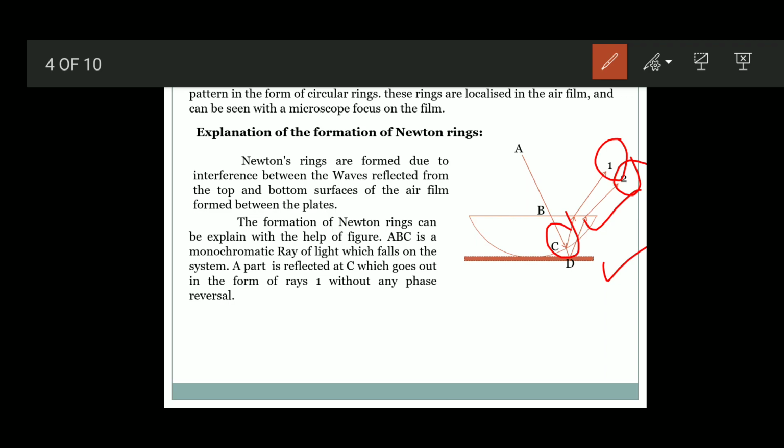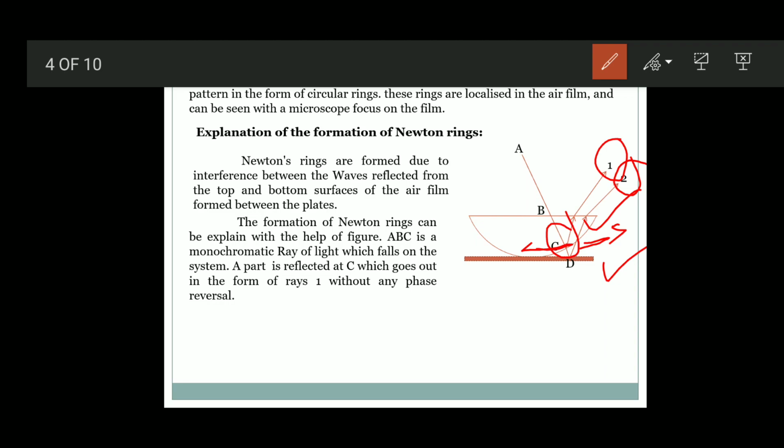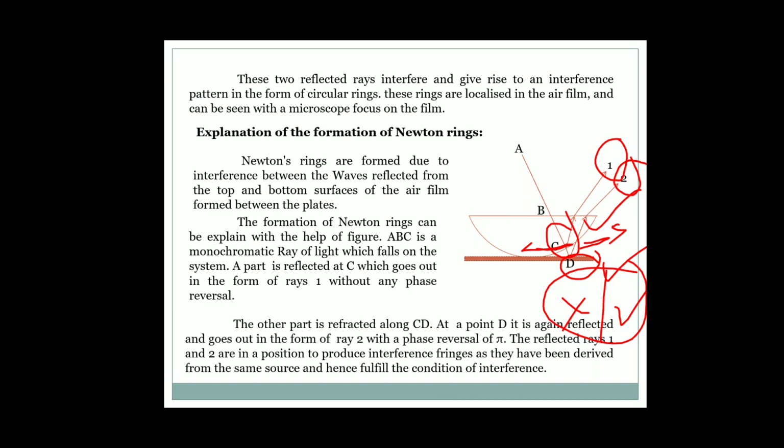The ray 1 is reflected at the bottom of the curved surface without phase reversal, because there is an air film between those two places, so there is no additional path difference of lambda by 2 according to Stokes. But when the ray is reflected at D, where there is a glass plate, a denser medium, it is reflected at the denser medium. So an additional path difference of lambda by 2 is added to ray 2. These two rays interfere with each other and produce interference rings.